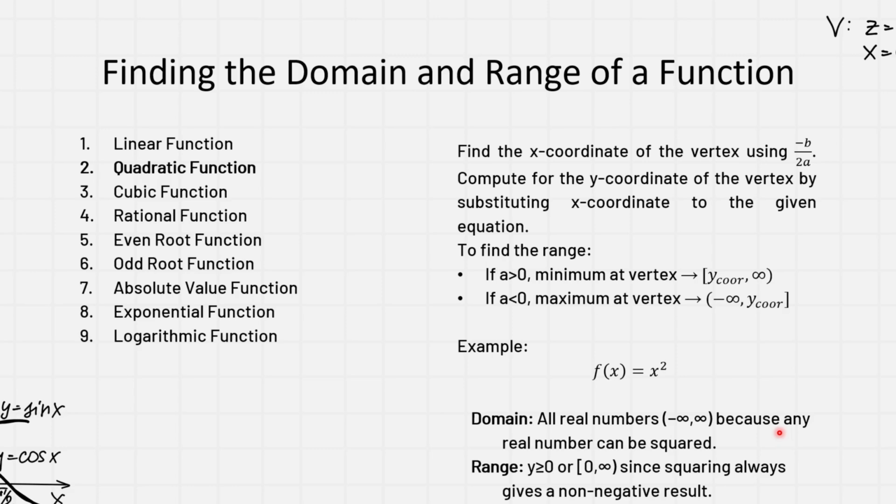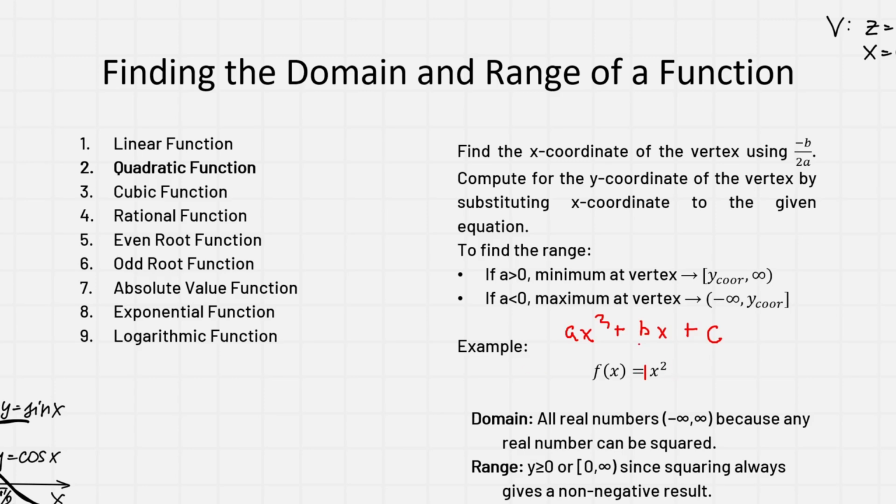So let's have an example. We have f of x equals x squared. So as you can see here, by following the format, a x squared plus b x plus c, our x squared here is the leading coefficient because it has a degree or exponent which is 2, and its corresponding coefficient is 1. So this will be your a value.